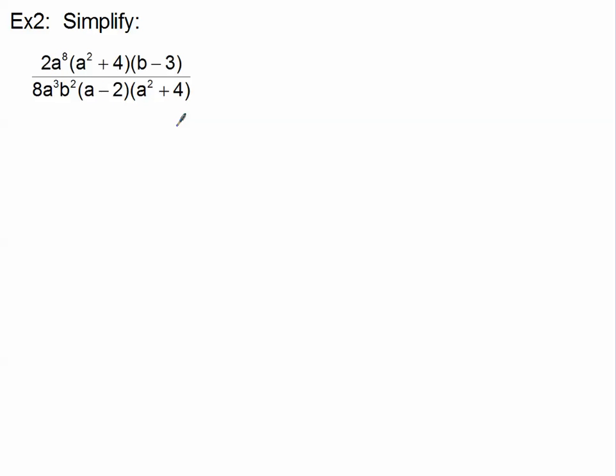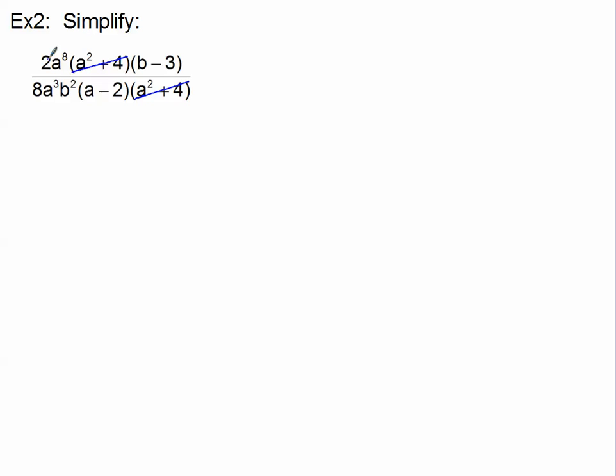Let's get rid of common factors. The first thing I see is a squared plus 4. That's common with this a squared plus 4. I'm just going to put a single slash so that goes away. I'm looking at b minus 3. I don't see any other b minus 3's, so that's going to stay. I'm looking at a minus 2. I don't see any other a minus 2's up top, so this is going to stay.